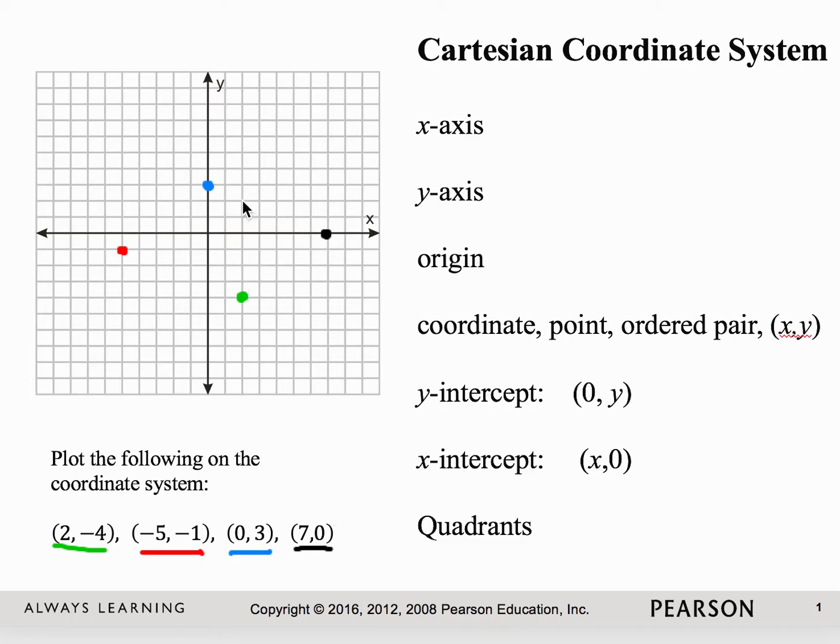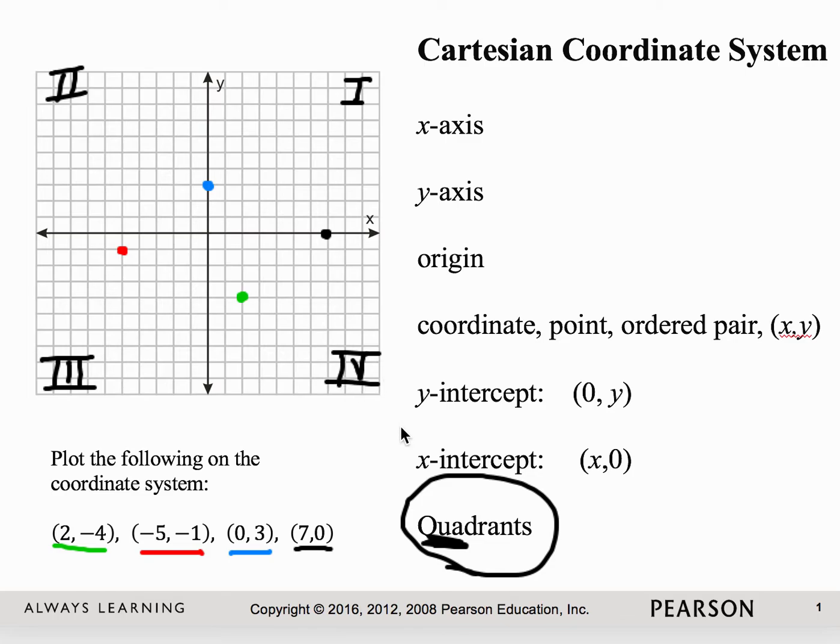Okay, now these two axes divide our region into 4 sections. So they're called quadrants, because quad means 4. This one is quadrant 1, and then we're going to go counterclockwise. So this is quadrant 2, quadrant 3, and quadrant 4. So this point, (2, -4), is in the 4th quadrant. This point is in the 3rd quadrant.